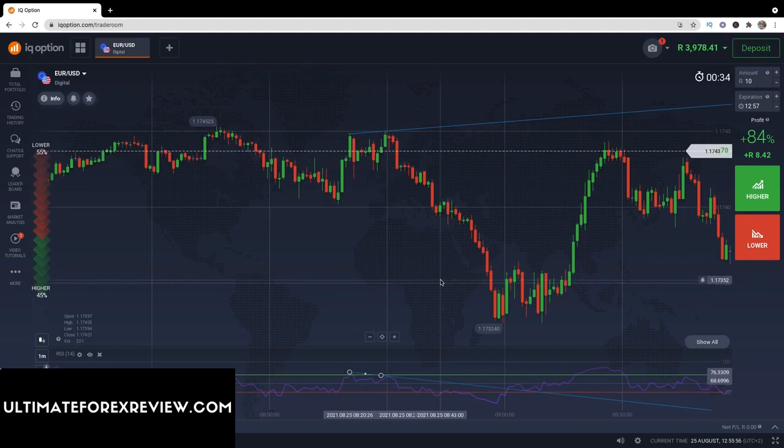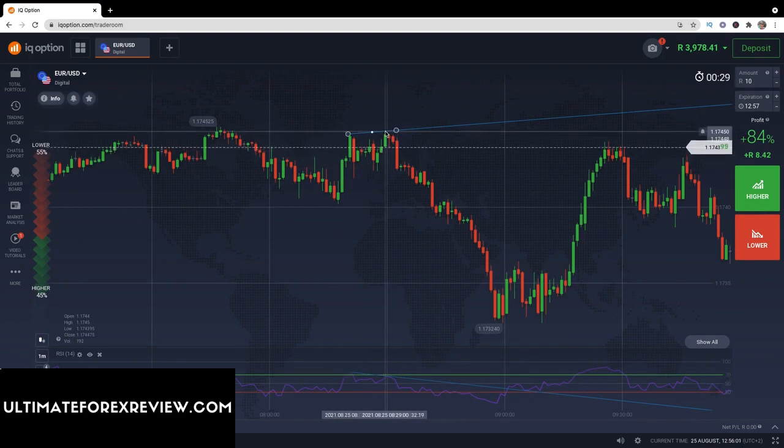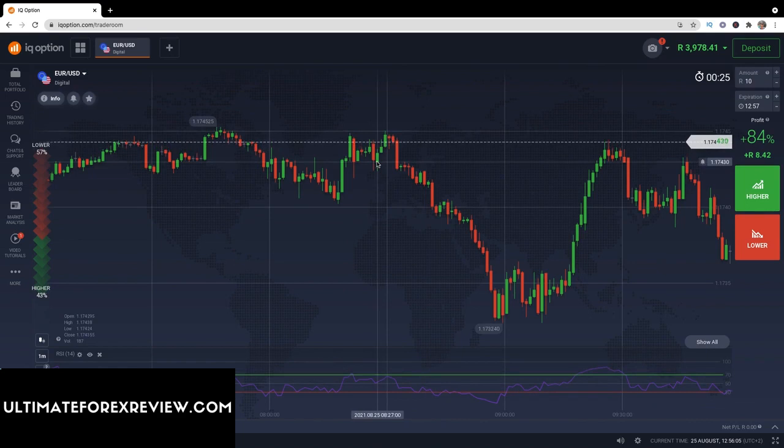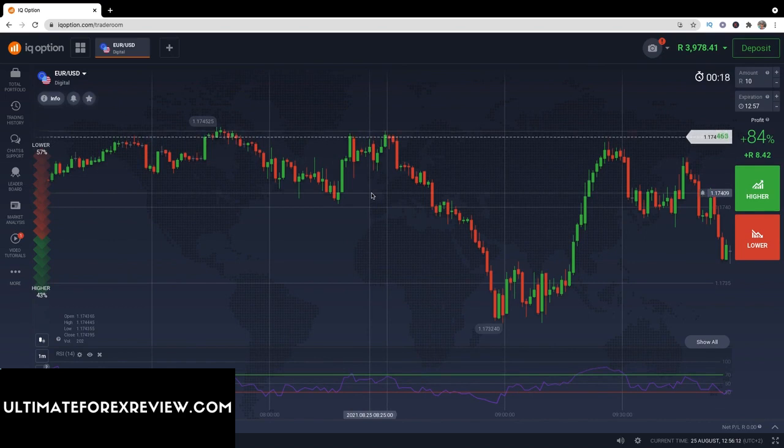Okay, so what we're going to be doing now is, now that we have our divergence, I'm just going to remove these lines. Once we have our divergence, we want to look for a sell position, but we are not just going to blindly sell the market. We are going to look for a pinpoint entry and a 1-minute expiry.